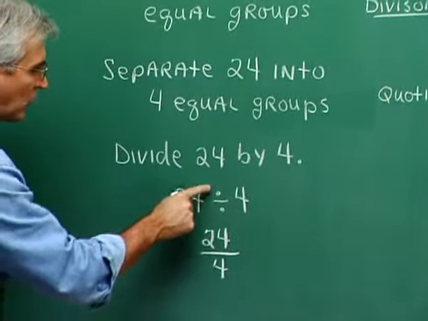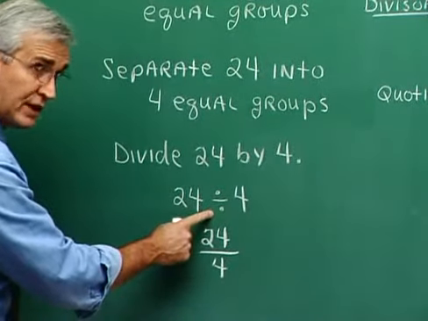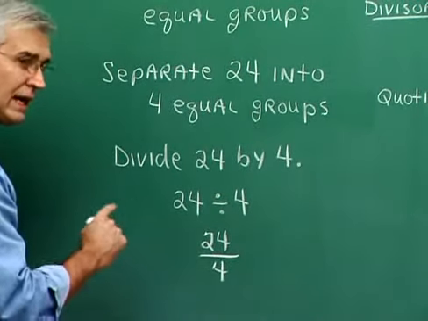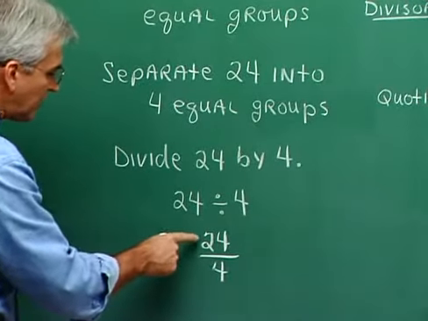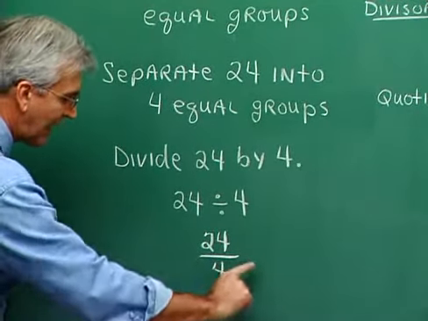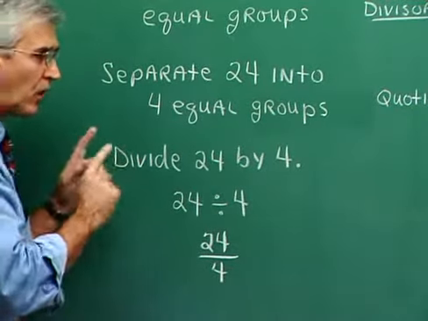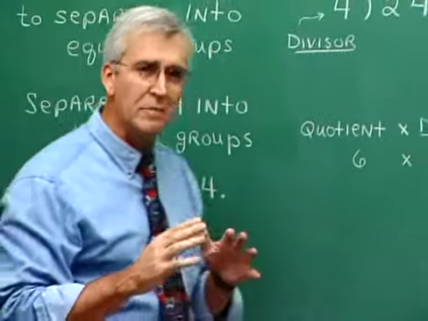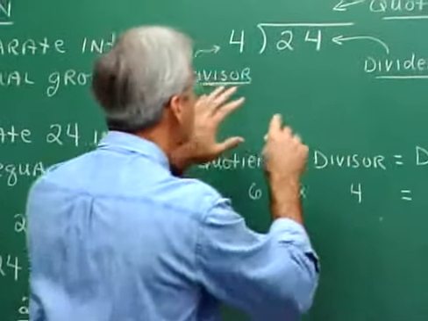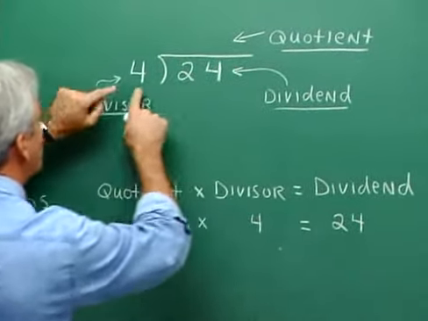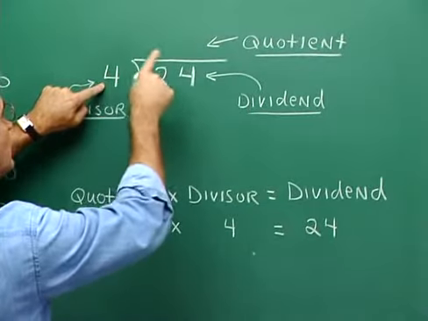We can say 24 divided by 4 using this notation for division. Or we can actually use a fraction bar. This says 24 divided by 4. You see, they mean the same thing. Now, in this process, we usually use a little mathematical symbol, a little division symbol that looks like this. And we say that we're dividing 4 into 24.